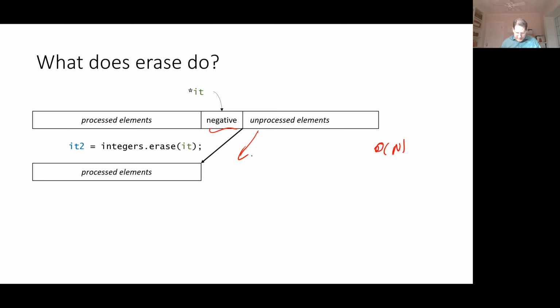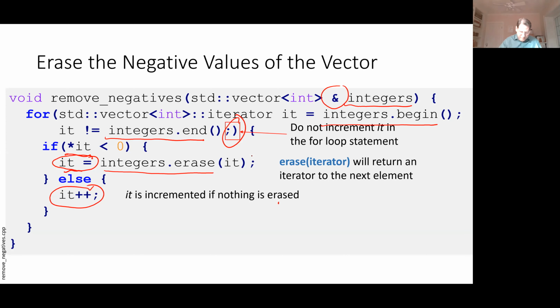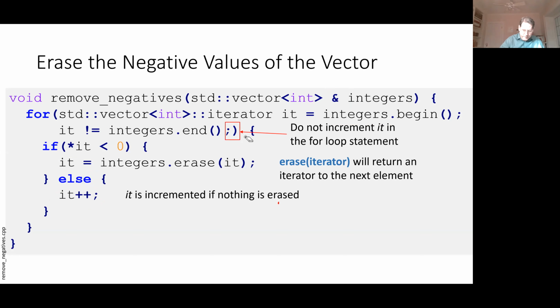Okay, so let's go back here. Let's look at remove negatives again. Let me erase all this stuff. So erase for a vector is order n because of all this copying to get rid of the empty spot, all this shifting over. So if you look at this code, and you know that this erase is order n, and we could have vectors with all negative numbers.